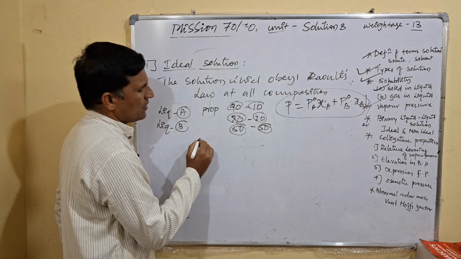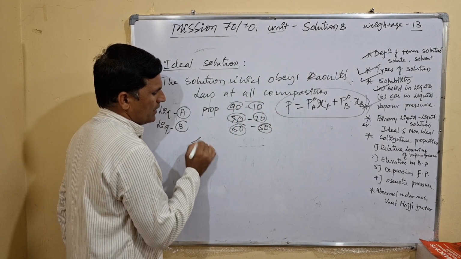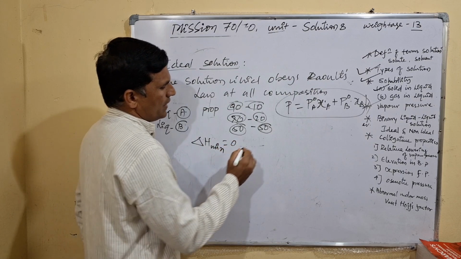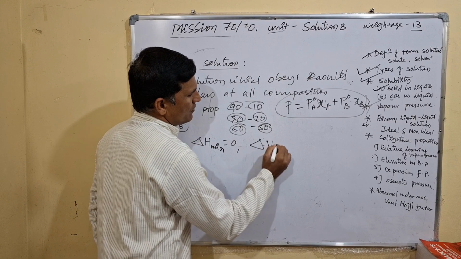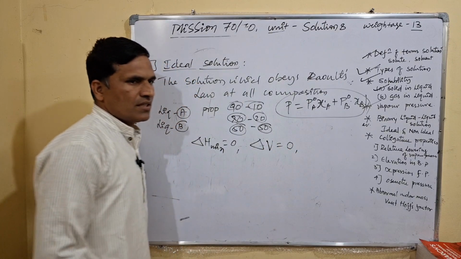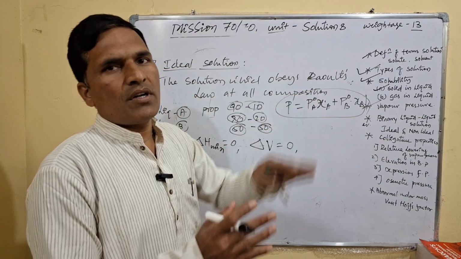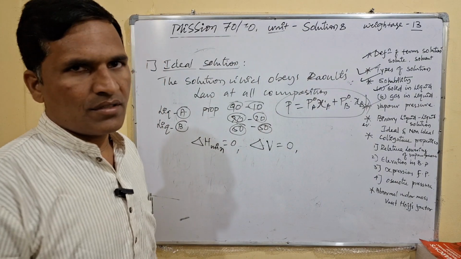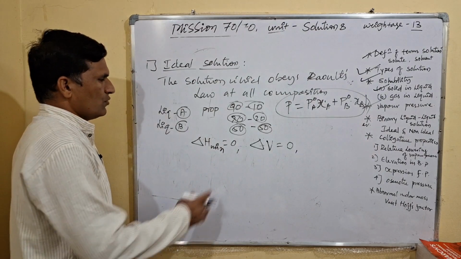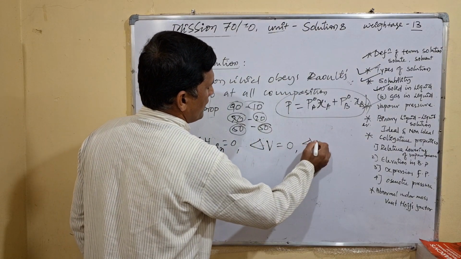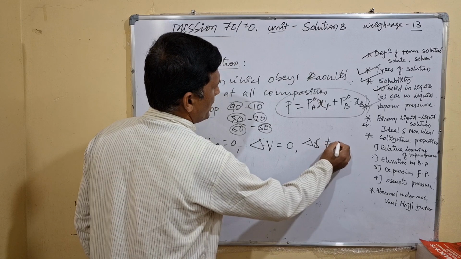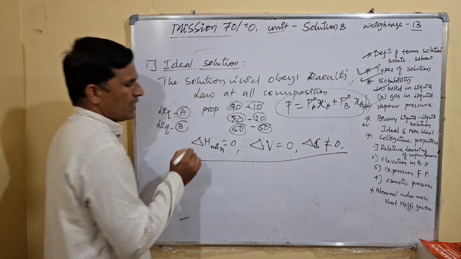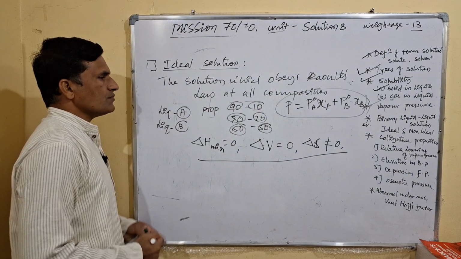And for this ideal solution, always remember, the enthalpy of mixing will always equal 0, and the change in volume will also be 0, because there is no increase or decrease in volume when you mix the two liquids. But delta S will not be equal to 0. You should remember this. These conditions are very important for ideal solutions.